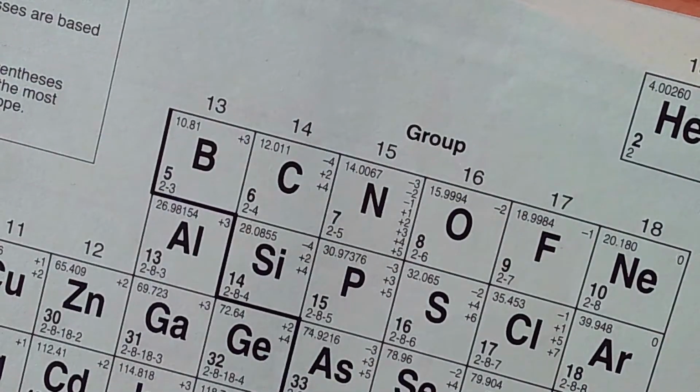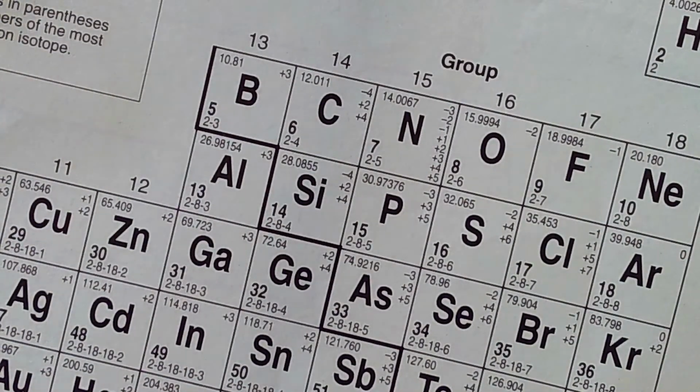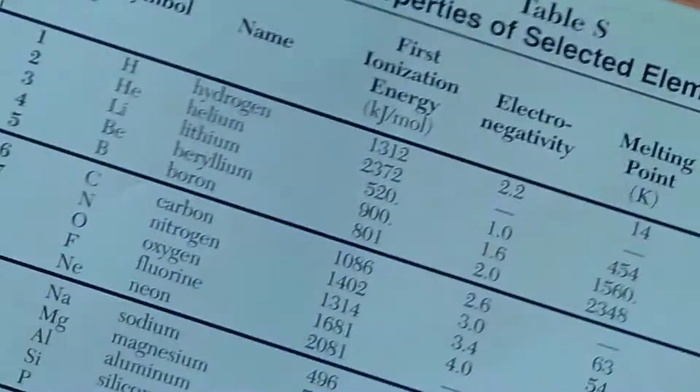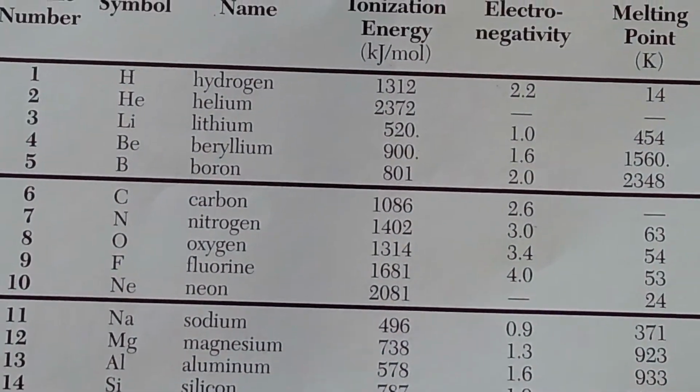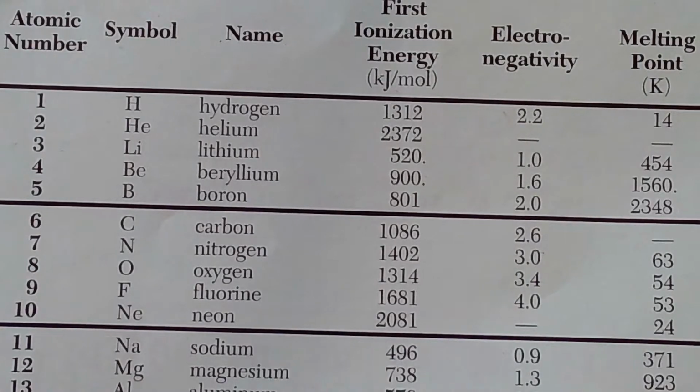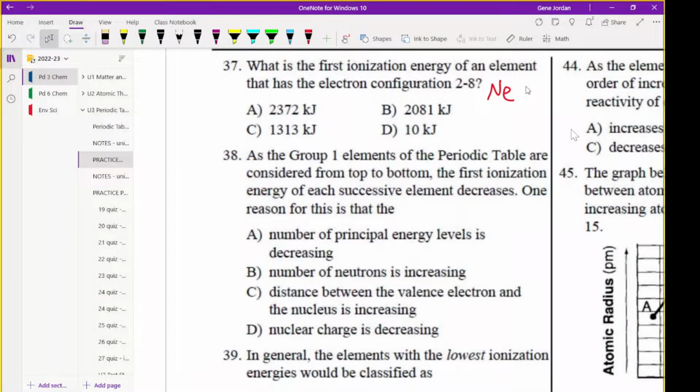Sorry, that is neon. That's the key idea there. And then we just need to look up neon on the back page, and it's element 10, and find its ionization energy, which is 2081. So we go back here, ionization energy of 2081.